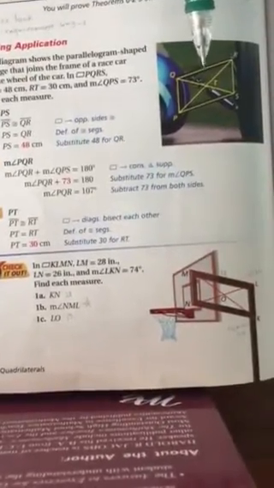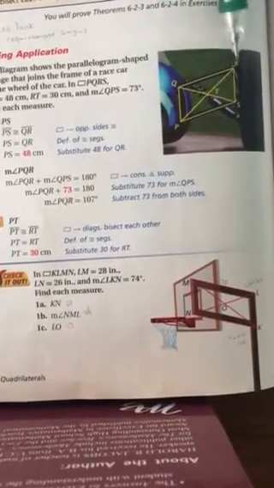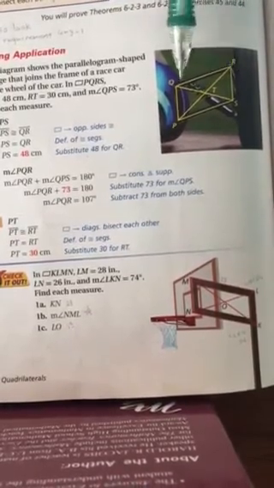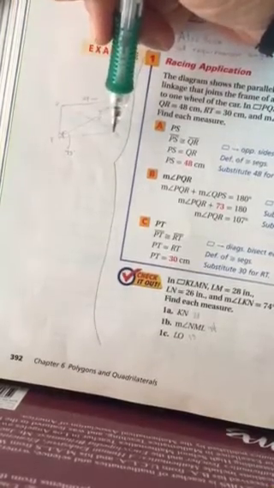In that quadrilateral, which is PQRS, QR equals 48, RT, right here, half of the diagonal, equals 30, and the measure of angle QPS is 73 degrees. So I have done what I've told you to do in geometry. Always draw, label, and that's exactly what I've done right here. So the question asks us to find each measure. We want to start by finding the measure of PS. Well, remember that one of the properties of a parallelogram is that opposite sides are congruent. So if QR is 48 centimeters, then PS also has to be 48 centimeters.